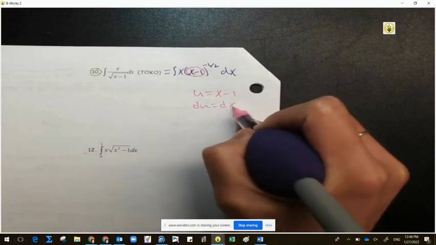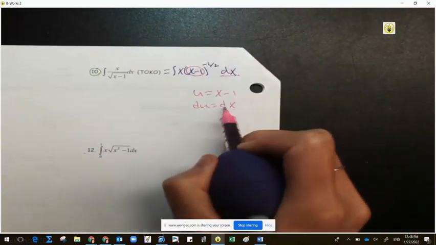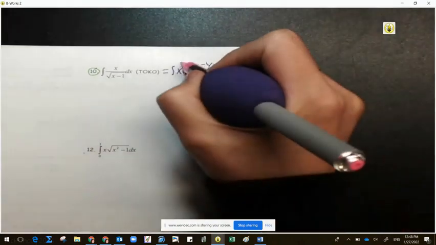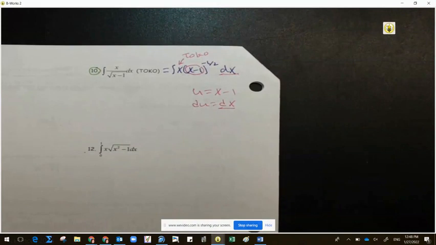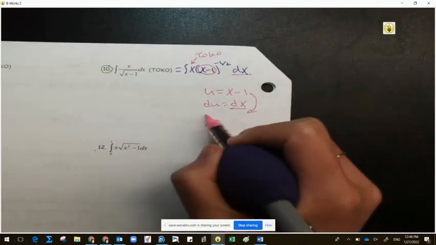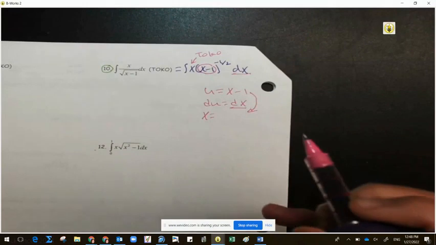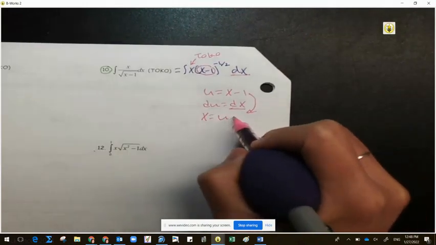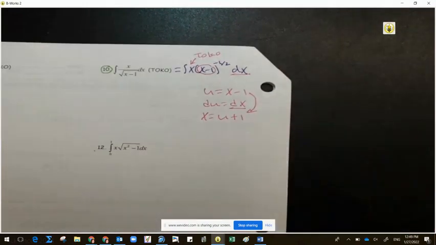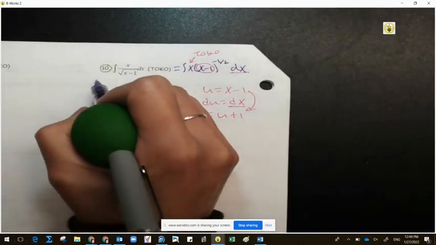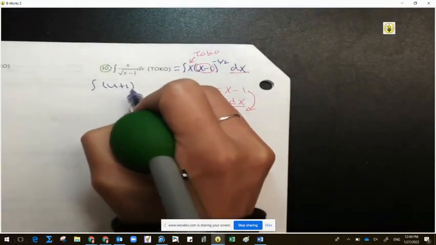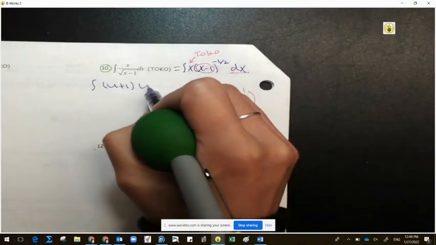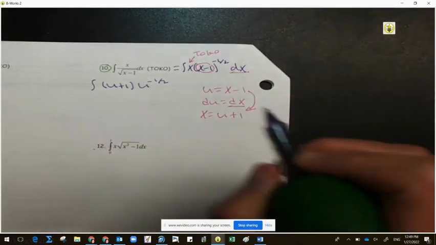Du is equal to dx. Don't I have all of that already? X is missing. That was our odd piece. So we need to solve for x right here. And when I solve for x, what do I get? U plus 1. So let's plug it in. We have the integral. X alone is u plus 1, and then we took our u substitution at negative 1/2 and du.